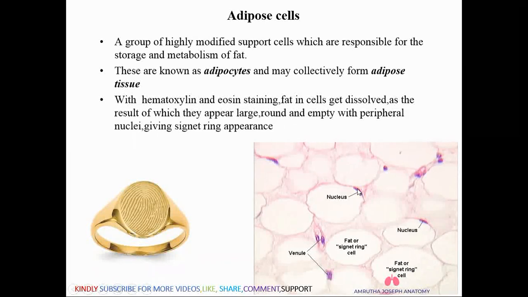And this is the nucleus. The nucleus is pushed to a side because of the fat, and that fat pushes the nucleus to a side. So altogether it looks like a signet ring. So this appearance is a signet ring. This is the nucleus, and this is the cytoplasm, which is supposed to have a lot of fat, and this is getting dissolved during histological preparation.